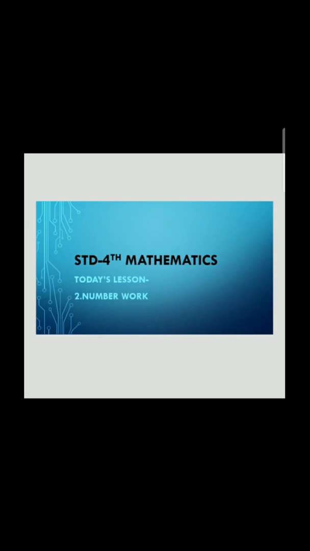In the last 2 weeks, you have learned about geometrical figures. In the geometrical figures, the first point was the types of angles. There are 3 types of angles: one is right angle, second one is acute angle, and third one is obtuse angle. Okay? These are 3 types of the angles. And you have learned in the last week about the parts of circle, sides and corners.